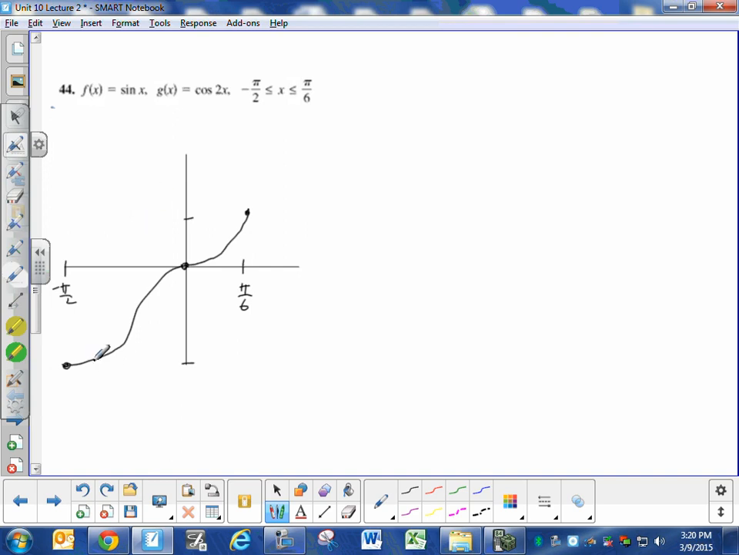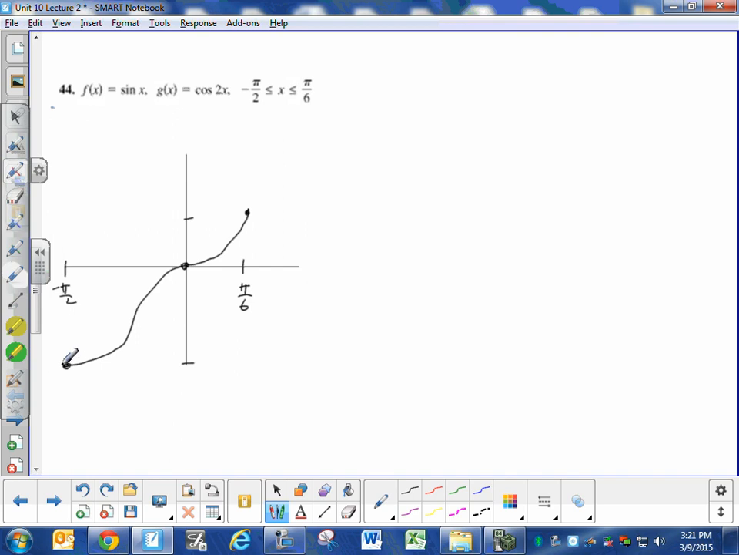But the concavity changes. It's concave up, then concave down. I'm overthinking this. It's all right. Whatever. Looks something like that. Let's try cosine of 2x. So I plug in negative pi over 2 into the cosine of 2x. I get the cosine of negative pi. Cosine of negative pi is negative 1.